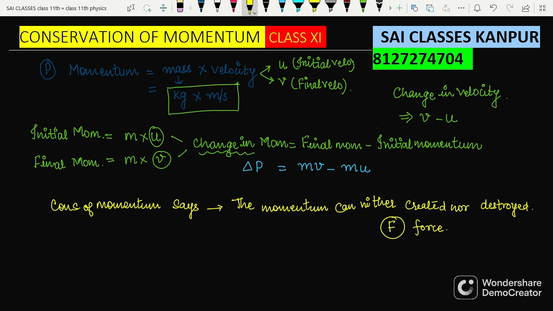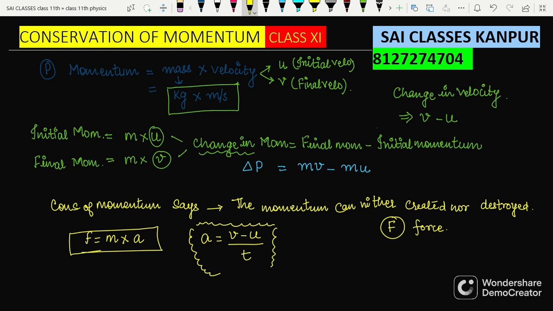Since the application of force is important, we need to know how a force affects the momentum. Now, as we know, force is the product of mass and acceleration. F equals m into a. And what is a? A is the change in velocity per unit time taken, v minus u upon t. This is the definition of acceleration: change in velocity per unit time taken.